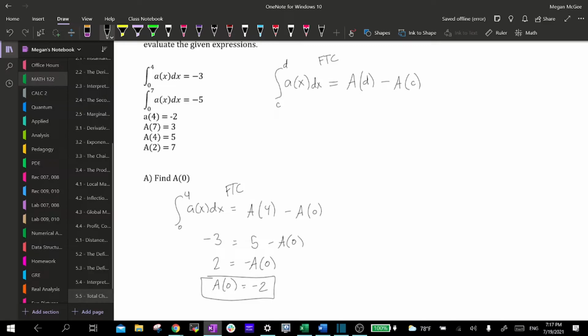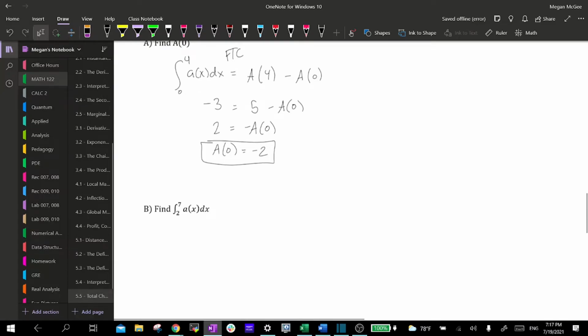Okay. Now for part B, we want to find the integral from 2 to 7 of the lowercase a of x dx. So we're going to use the fundamental theorem again in a similar but different fashion. So we want to find this integral from 2 to 7 of a of x dx. Again, by the fundamental theorem, we have A evaluated at the upper bound, which is 7, minus A evaluated at the lower bound, which is 2.